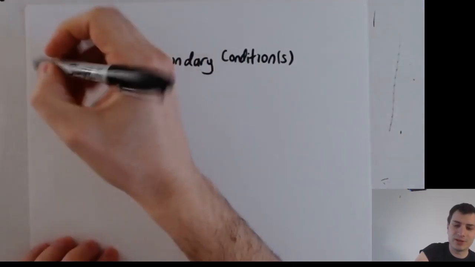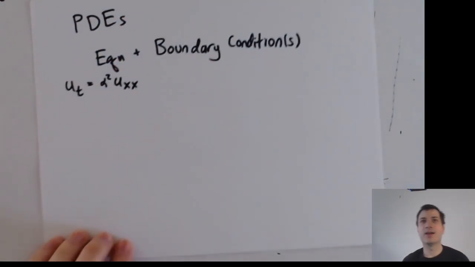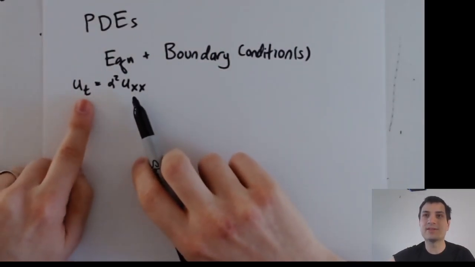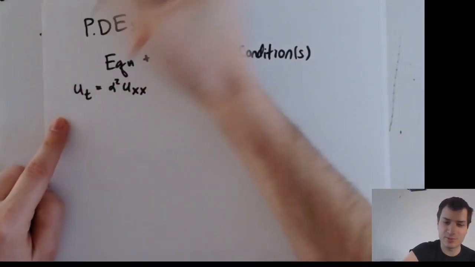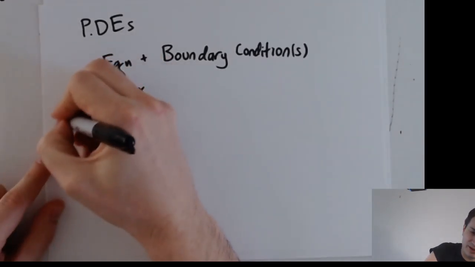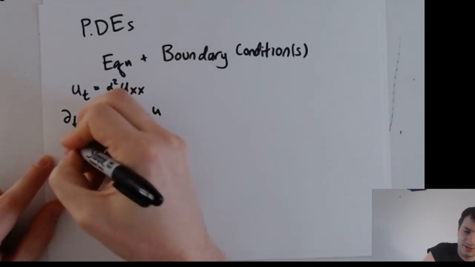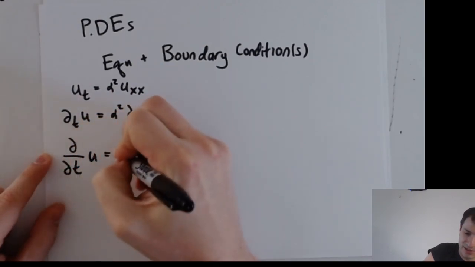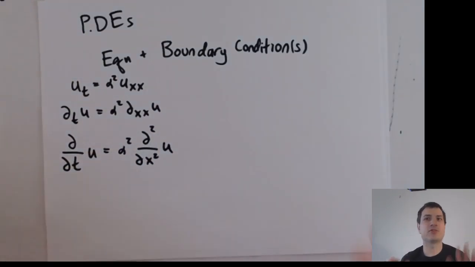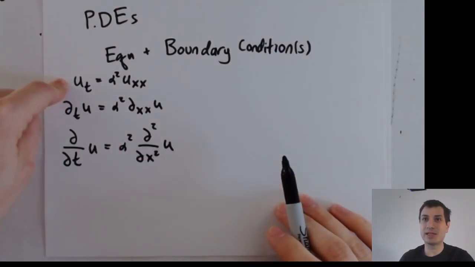By an equation I mean something like u_t equals alpha squared u_xx. That's the equation we're working on today, which is the heat equation. I also want to remind you what these t's and x's mean. These are partial derivatives, so the p stands for partial. Sometimes people write u sub t equals alpha squared u sub xx, sometimes partial t of u equals alpha squared partial x squared of u. These all mean the same thing; they're just different notations for the same identical thing. Most often people use the first one because they are lazy. It's easy to write.